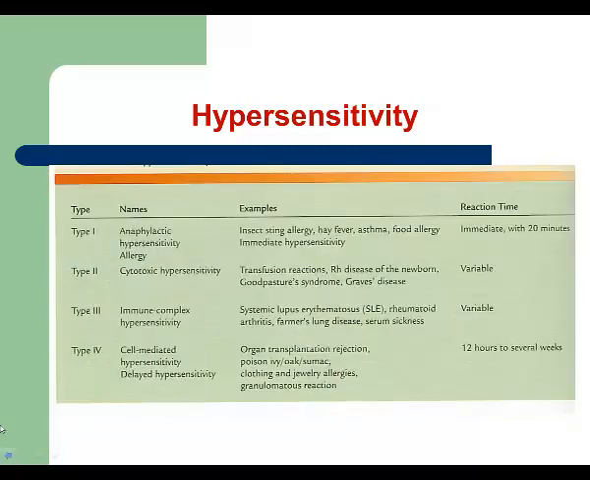Type 2, or cytotoxic hypersensitivity. Examples of this type are transfusion reactions, hemolytic or Rh disease of the newborn, Goodpasture's syndrome, and Graves' disease. Reaction time, as you see, depends on the patient and on the type of reaction.